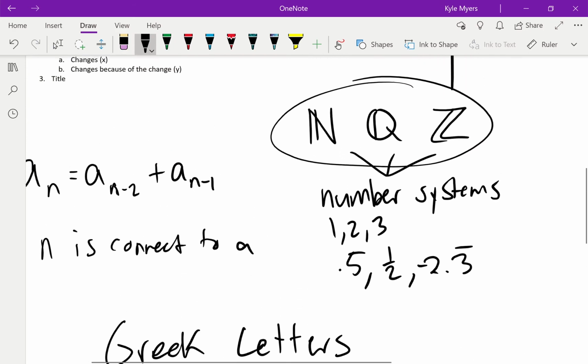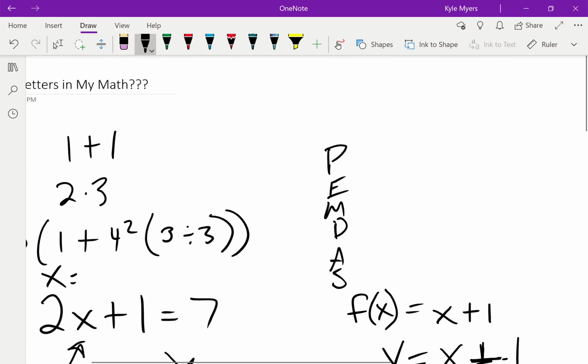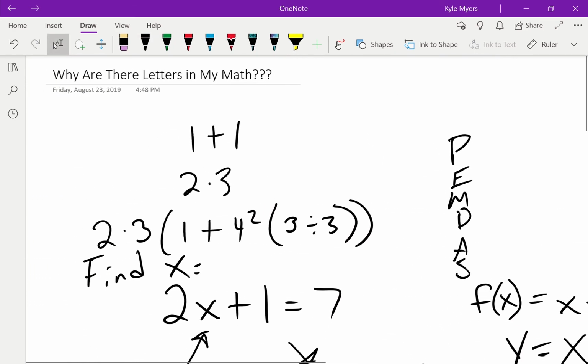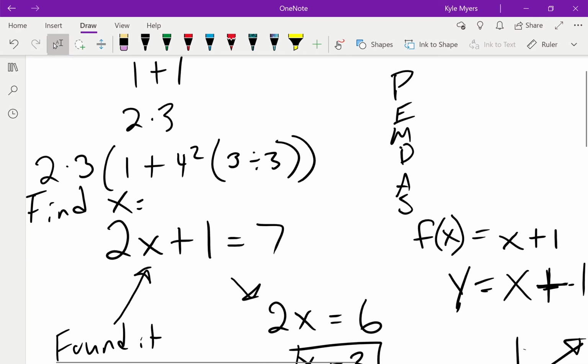So all of that to get back to the whole point of this. Why are there letters in my math? So obviously, whenever you ask this question for the first time, it's really just out of frustration. You're not really wanting an answer. But why are there letters in math? Well, you've seen all the uses that I've shown you of letters, right? It makes math more complicated. And making math more complicated is initially kind of a bad thing, it seems.